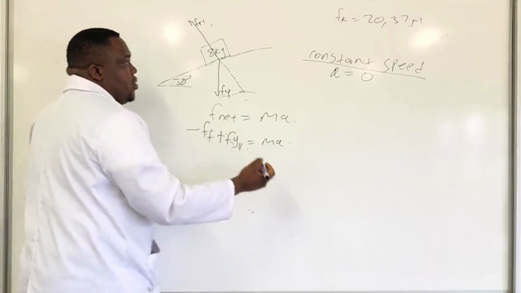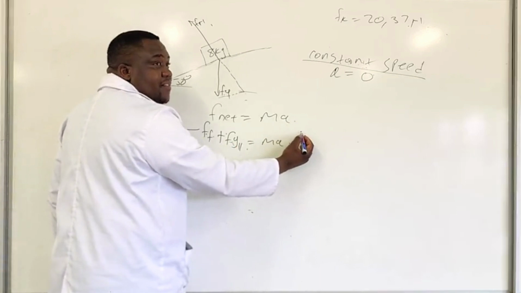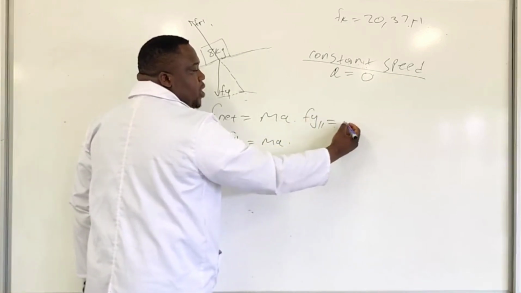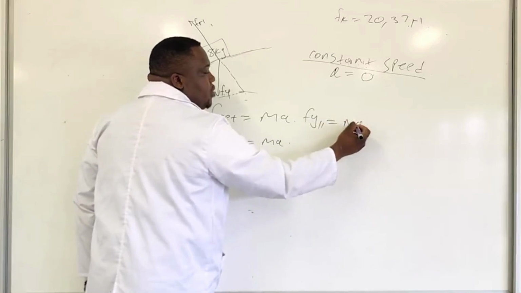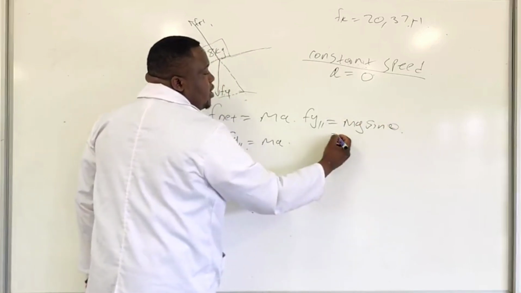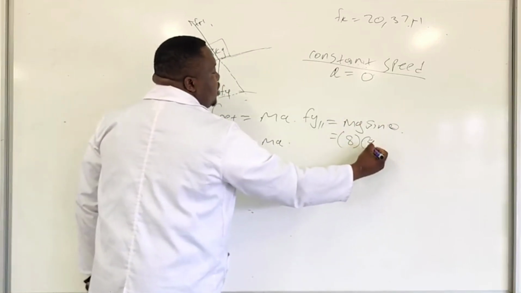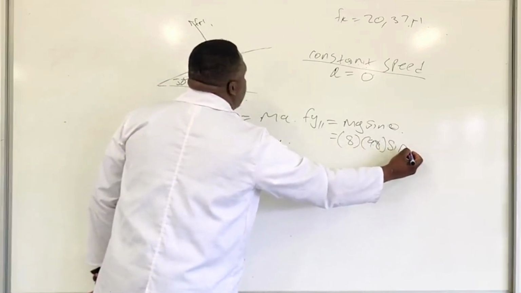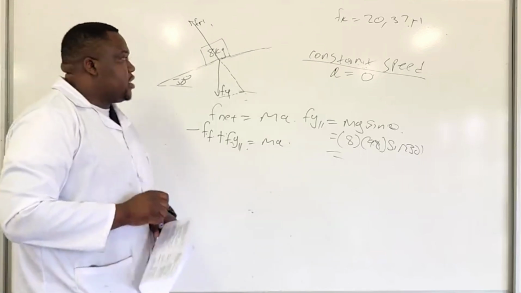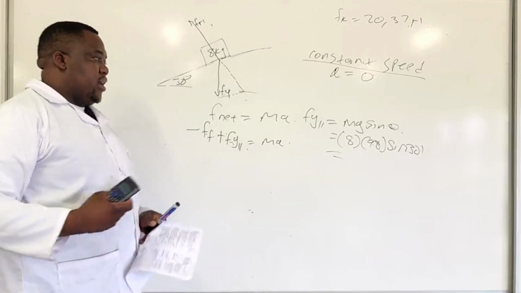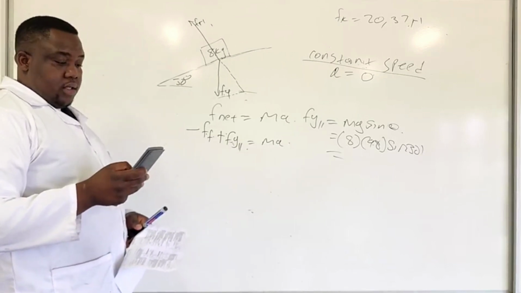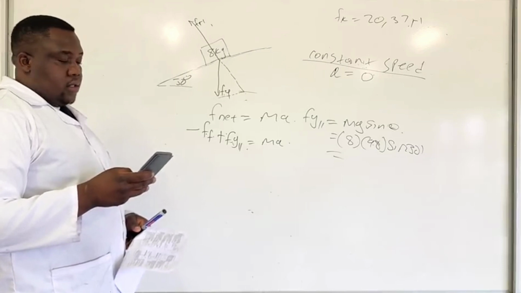Now on the side, we can try to calculate the gravitational force parallel. Fg parallel has a formula, given by mg sine theta. Then m is 8, g is 9,8, sine 80. Then you get the answer for that one, and the answer will be 8 multiplied by 9,8 sine 80.